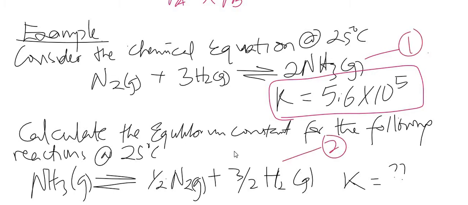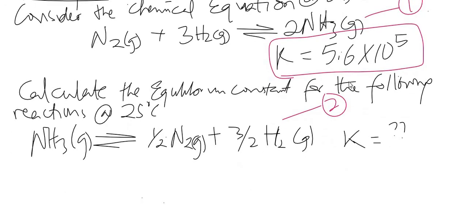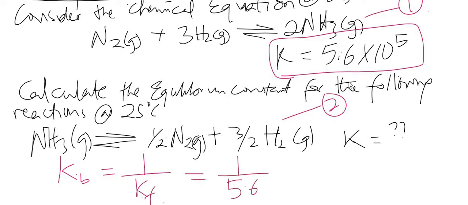For this first expression, we can see that the second expression is the reverse of our first equation. So we have ammonia here as a product, and in this case it is a reactant. So we're going to write our new K reverse, K backward, as 1 over K forward, which is going to give us 1 over 5.6 times 10 to the power 5.